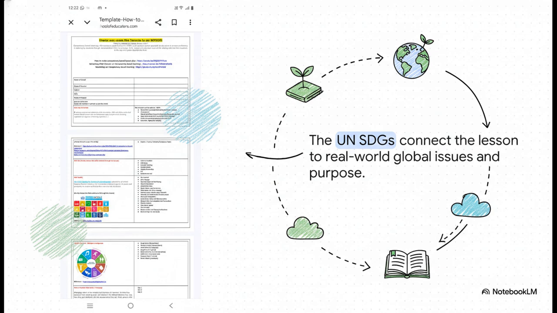And this is where things get really cool. The template actually suggests connecting your lesson to one of the UN's Sustainable Development Goals, the SDGs. So suddenly, a science lesson isn't just about biology, it's about climate action. A literature class isn't just about a book, it's about quality education. It shows students that what they're learning in your classroom has a real purpose out there in the world.